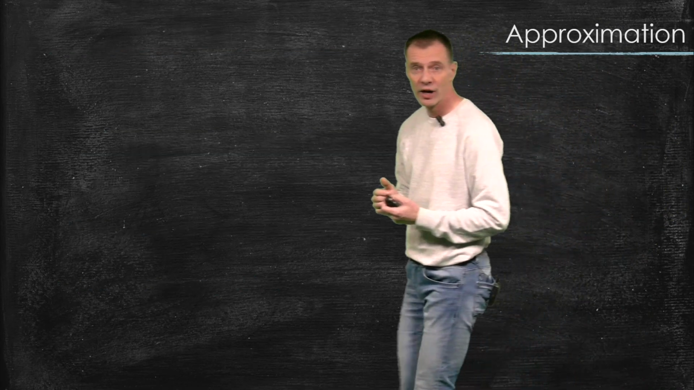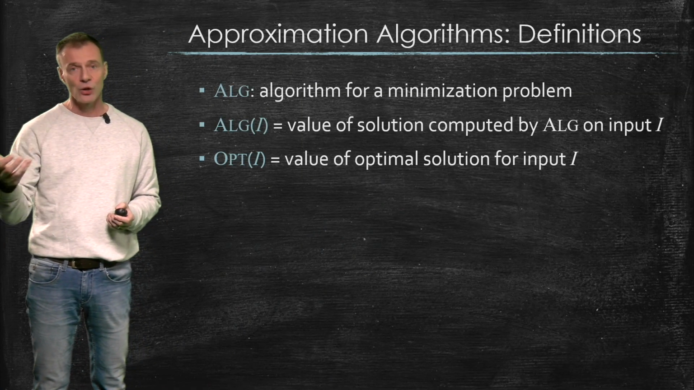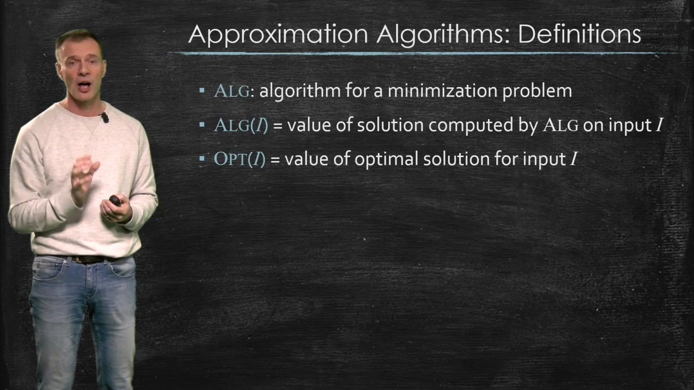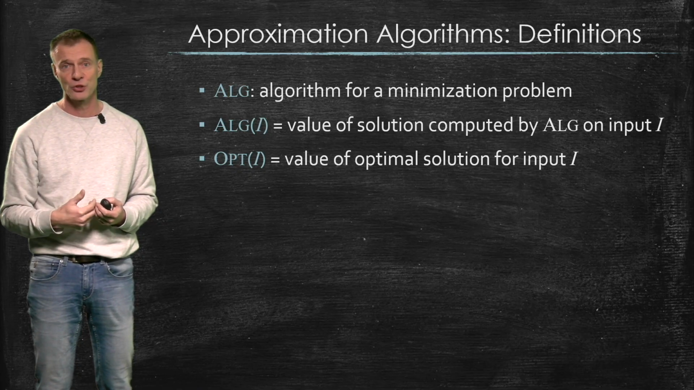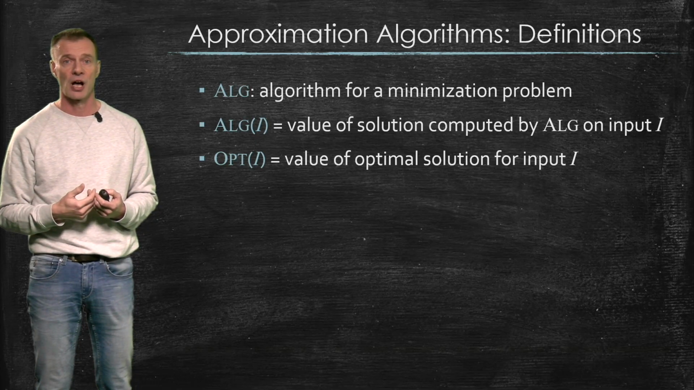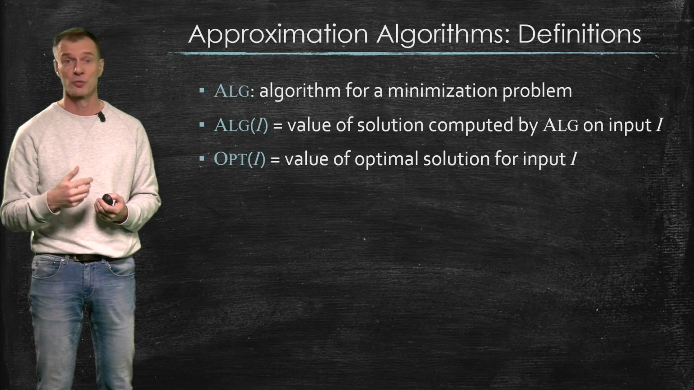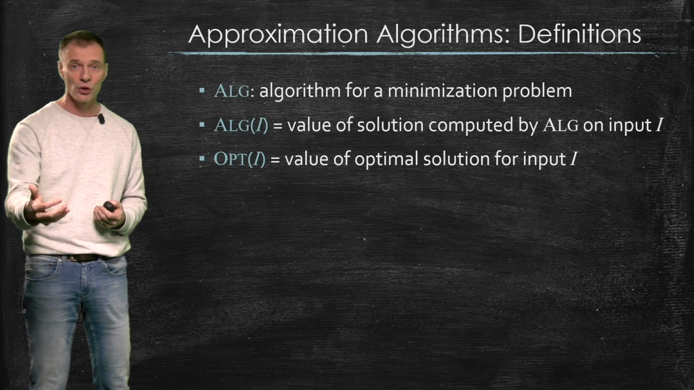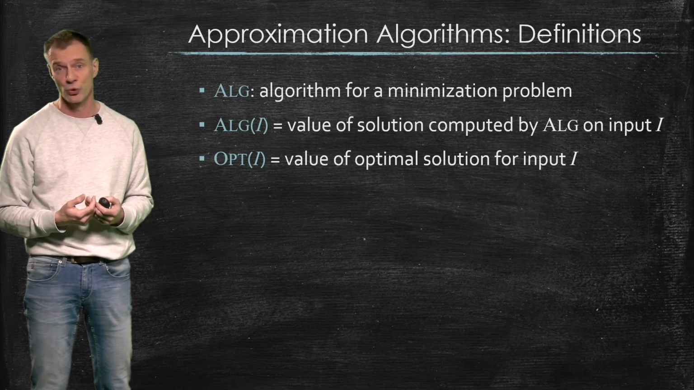So let's try to define this a little bit more formally. An algorithm, let's call it ALG, is an approximation algorithm if the following holds. Let's define ALG(I) to be the value of the solution it computes when it gets an input I. And let's say that OPT(I) would be the optimal value for this particular instance. Because our algorithm is an approximation, ALG(I) is typically not going to be the same as OPT(I), it's going to be a little bit worse.